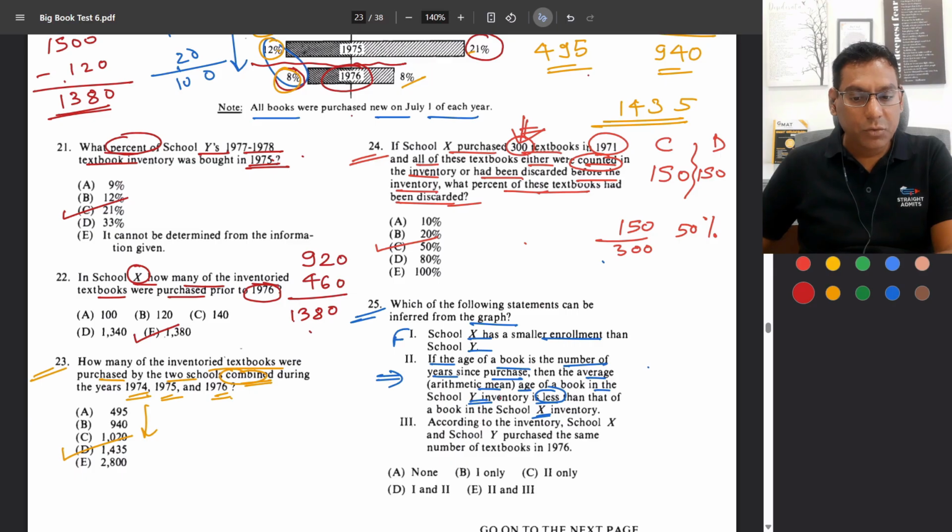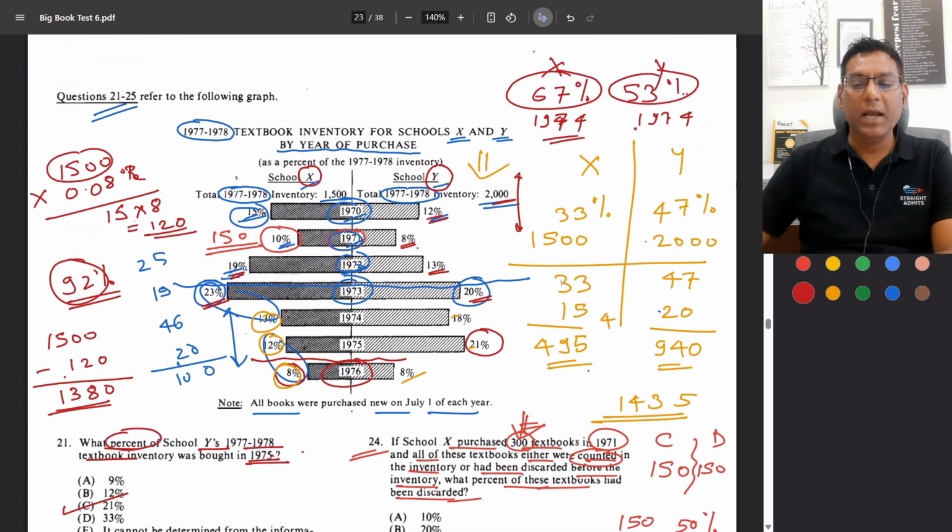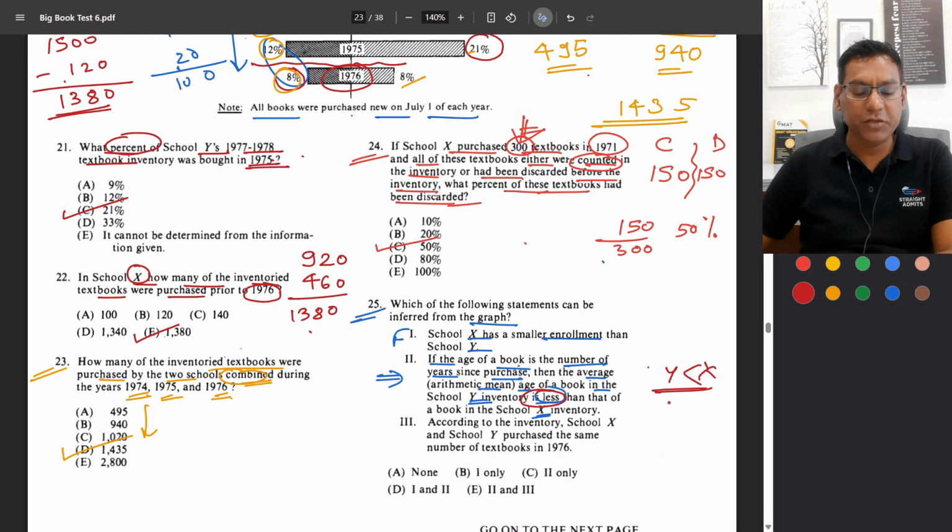So let's look at how this is framed. Be careful. Average age in Y is less than in X. That is true, because Y has a relatively higher ratio of newer books. Okay, so age is less. That is correct. So this is true.